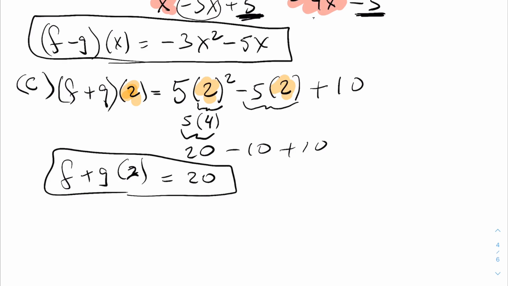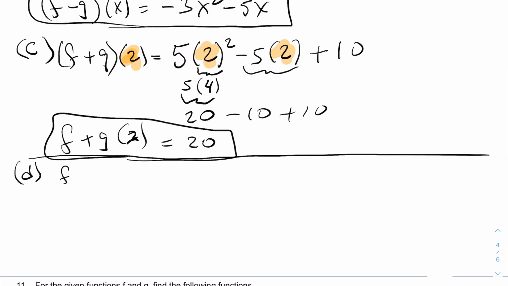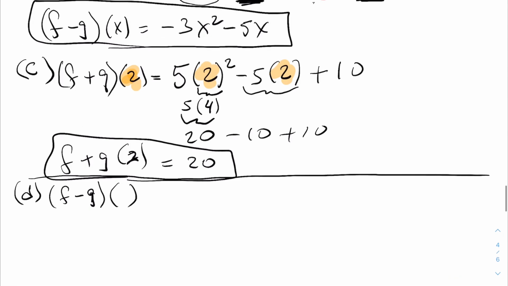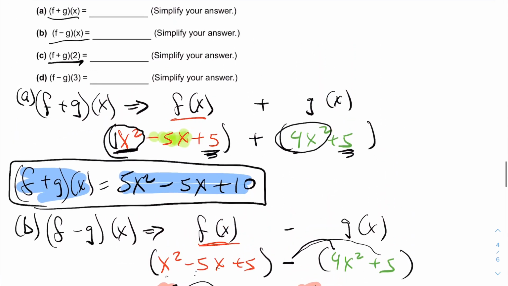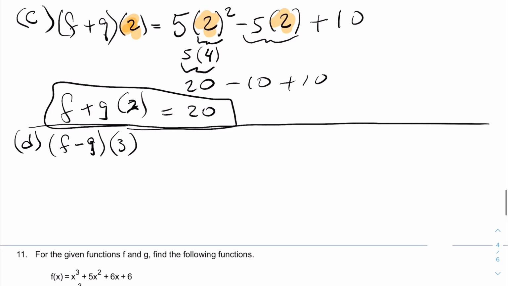Okay, and we have one final one to do, and I didn't gain much space. Still a little tight here. We got f minus g. I got to look up which one it is. F minus g at 3.